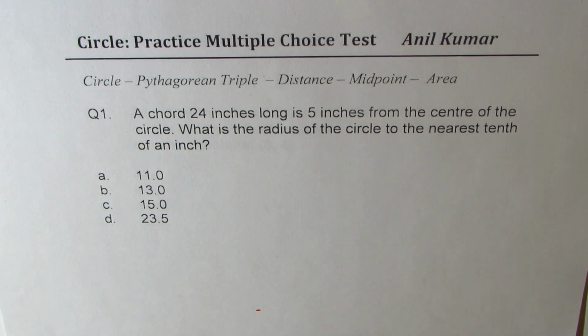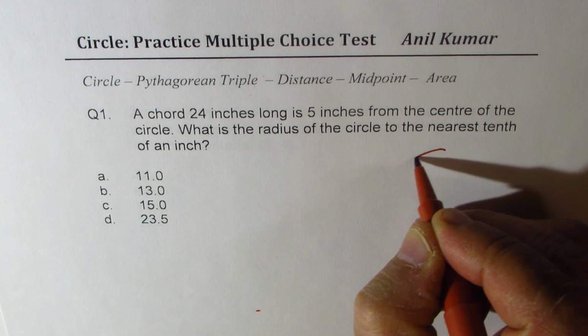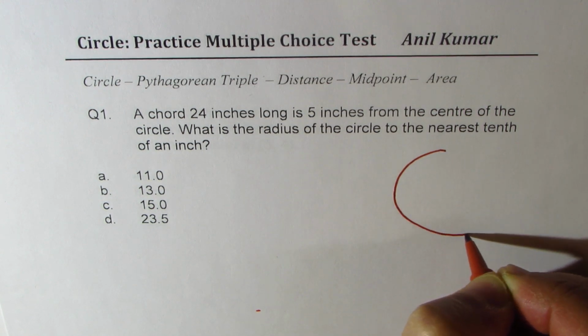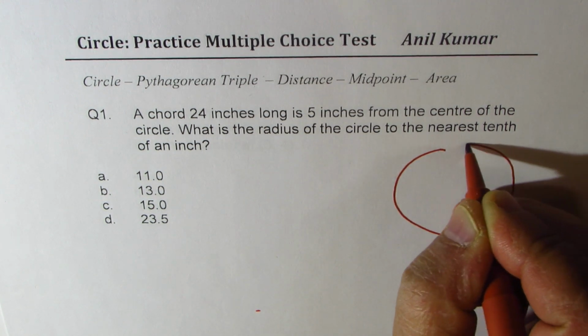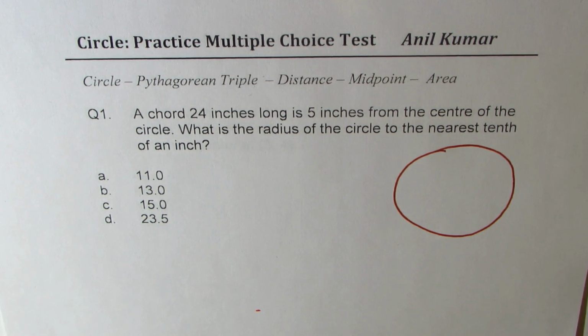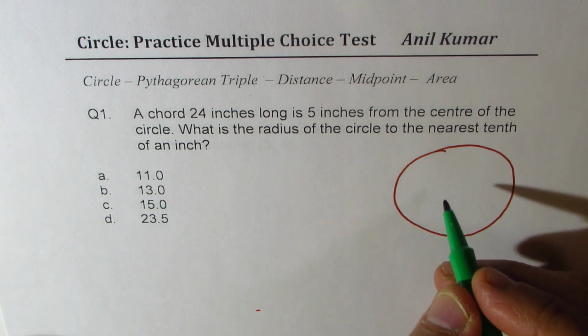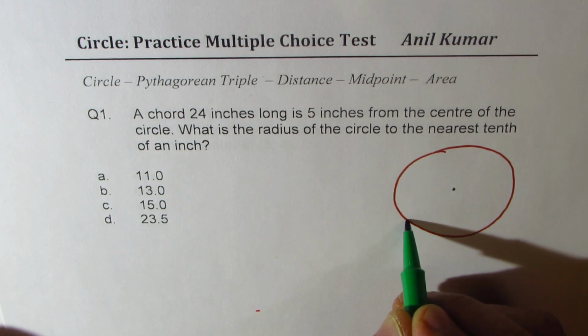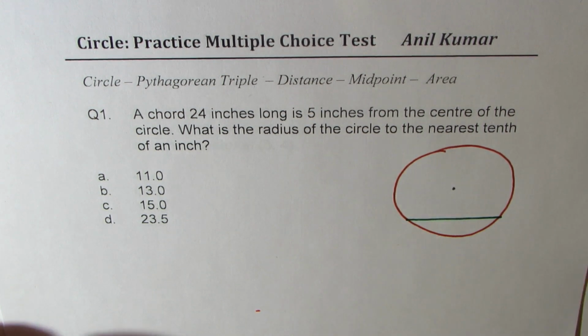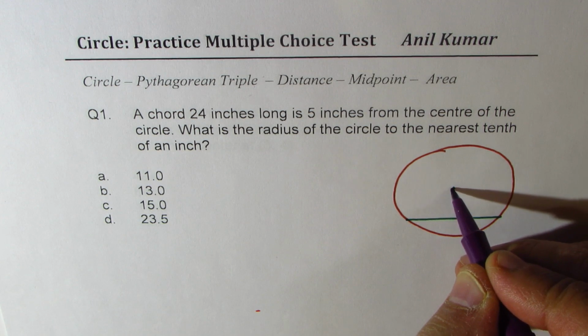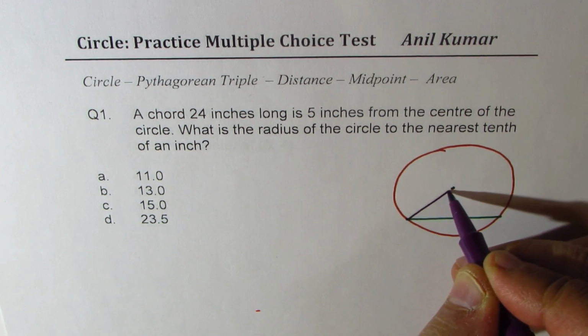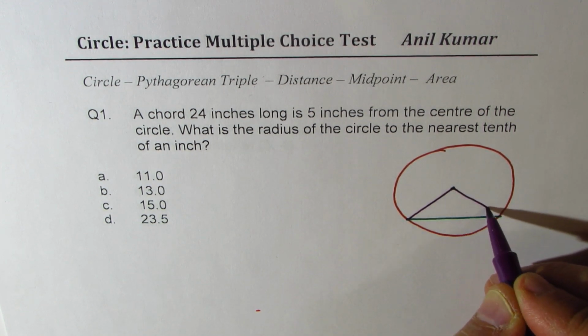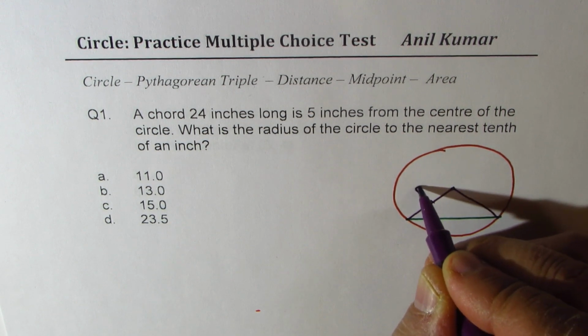You can always pause the video, copy the question, answer, and then look into my suggestions. Sometimes the diagram is given, sometimes it is not given. So just make a rough sketch just as I have made. That's the center of the circle. And let us say this is the chord. What we need to find is the radius of the circle. So the radius could be like this, right? So that is the radius. Let's call it R.